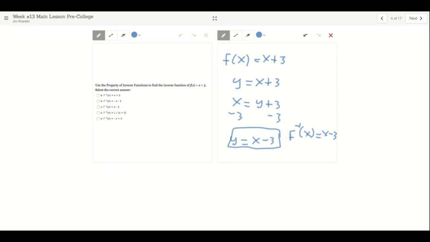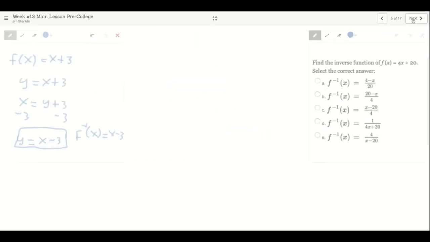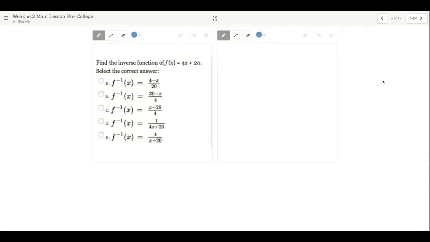So the first problem was fairly easy, okay? But as I said, they do get harder. I mean, there is no question they do get harder. So let's try some more. All right, so slide number 5, we have this one. It says find the inverse, f of x equals 4x plus 20.